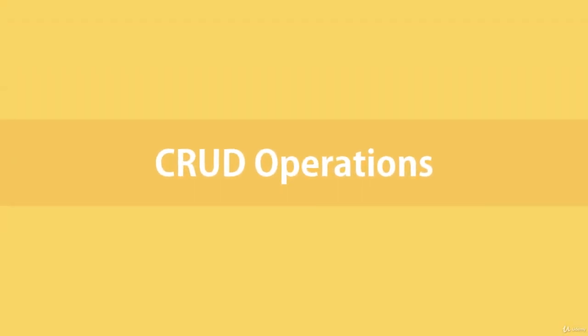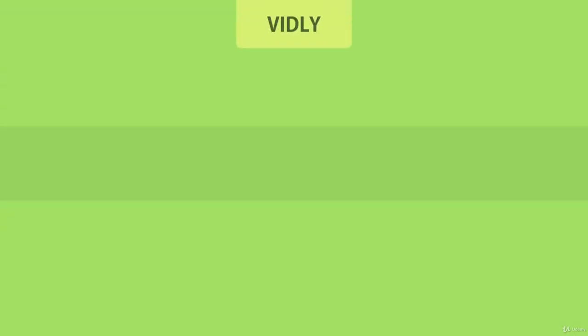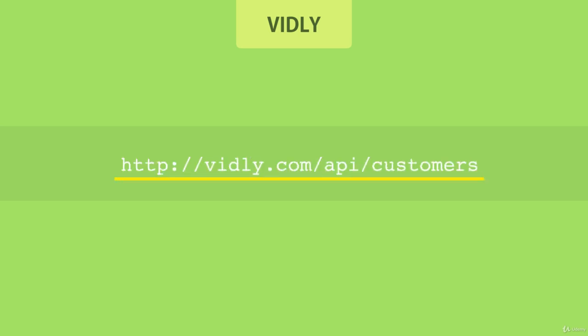Now let's explore this convention using a real-world example. Let's say we have a company called Vidly for renting out movies. We have a client app where we manage the list of our customers. On the server, we should expose a service at an endpoint like this: vidly.com/api/customers. So the client can send HTTP requests to this endpoint to talk to our service.